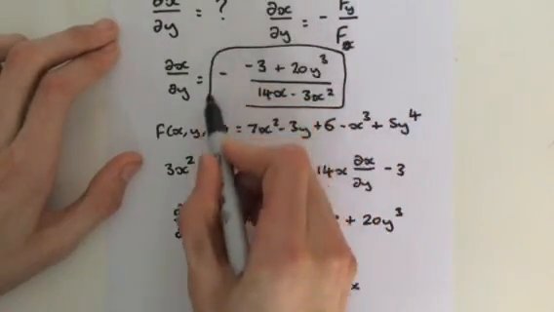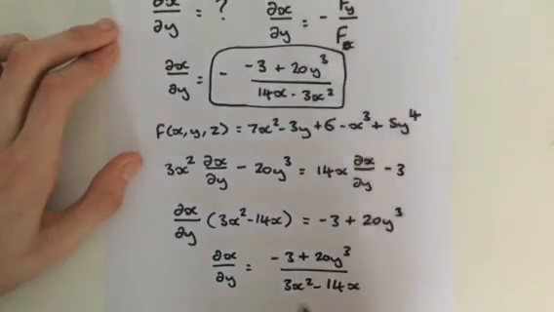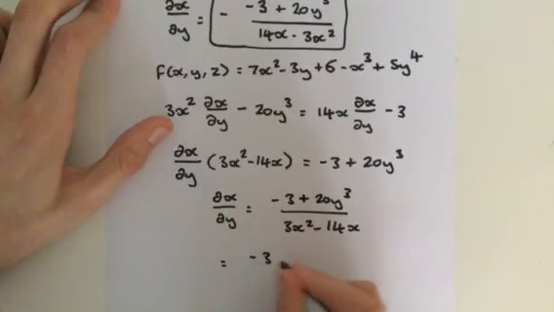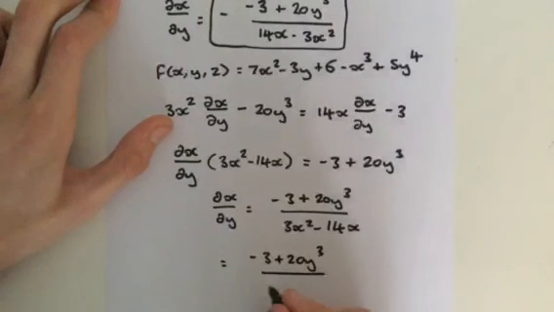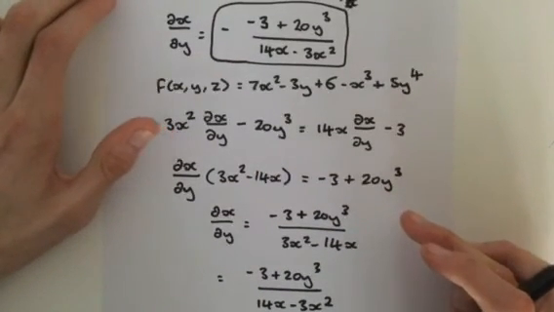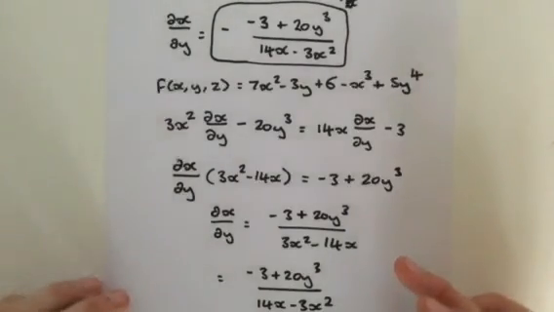So what we got before was this, using the implicit function theorem. As you can see, we've got an extra minus there. So if we multiply this whole equation by minus 1, we're going to turn these values around. So this is equal to minus 3 plus 20y cubed divided by 14x minus 3x squared. Okay, so we get the exact same value using the implicit function theorem and your normal partial implicit differentiation.